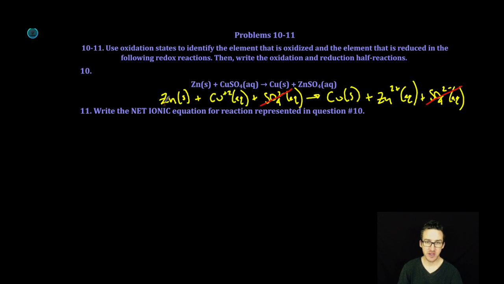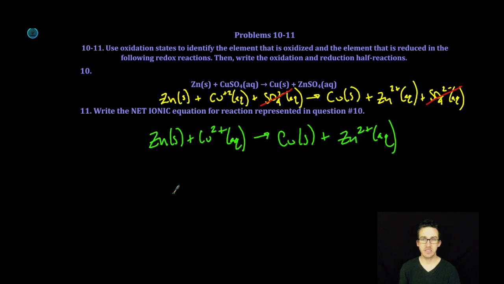Now, you don't necessarily have to write out the complete ionic equation. If you are chemistry savvy enough and can figure that out without the complete ionic equation, power to you. So my net ionic equation is going to look something like this. Let's assign some oxidation numbers, 0, 0 for our neutral elements, +2, +2 for our monatomic ions.